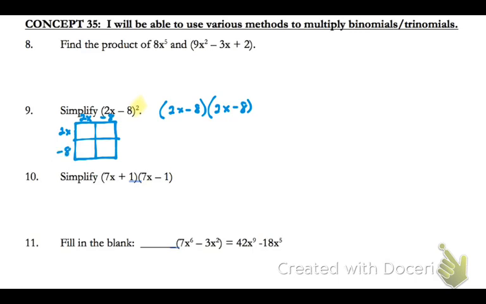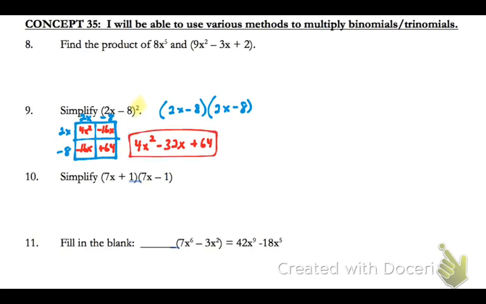Multiplying the terms for each box, 2x times 2x is 4x squared. 2x times a negative 8 is negative 16x. 2x times a negative 8 is negative 16x. And a negative 8 times a negative 8 is a positive 64. Combining like terms to finish up, 4x squared minus 32x, because a negative 16 and a negative 16 is a negative 32, plus 64. That is one way of doing the problem.